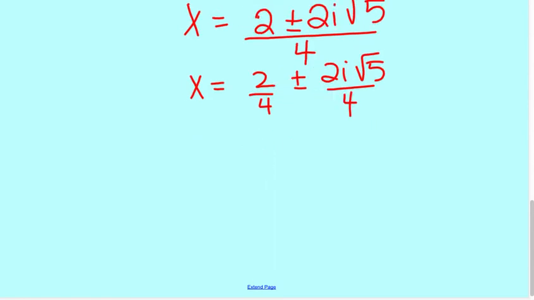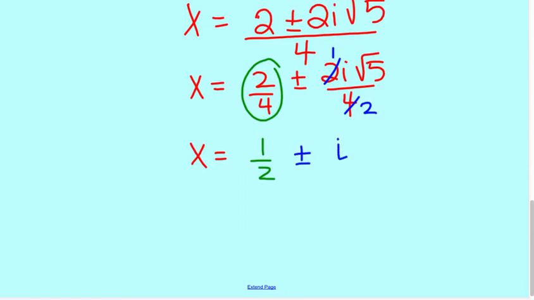Now you can reduce this first fraction. 2 fourths can reduce to 1 half. And then this 2 and this 2 will cancel out, and that'll just be left with a 2 and then a 1. So 1 half plus or minus i square root of 5 over 2. Now it is a complex solution. It's an imaginary number.